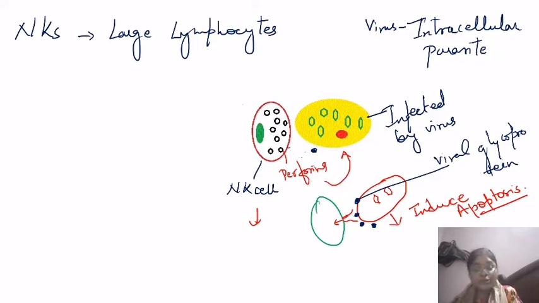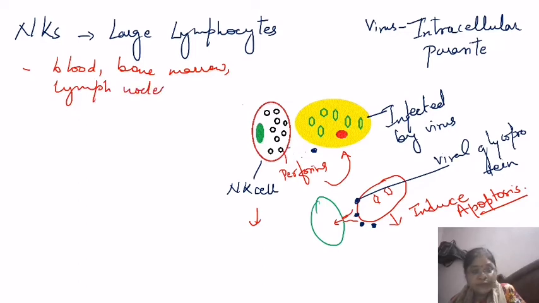So this is how they protect your body. This is how your NK cells act. Now let's look at the actions of the NK cells. They are large lymphocytes, and where do we find them? You find them in blood, bone marrow, lymph nodes. These are the regions where you will find them.